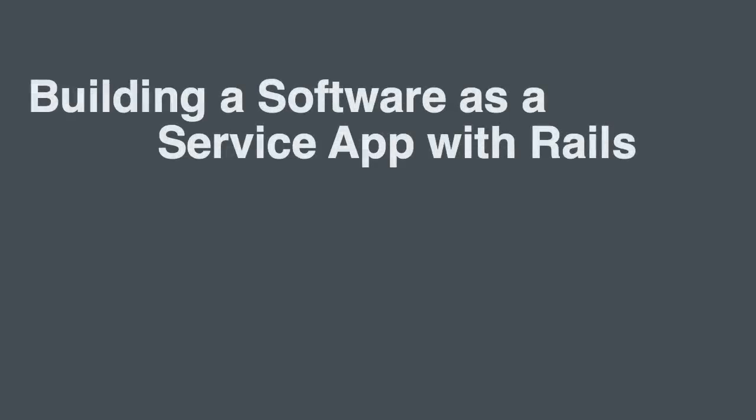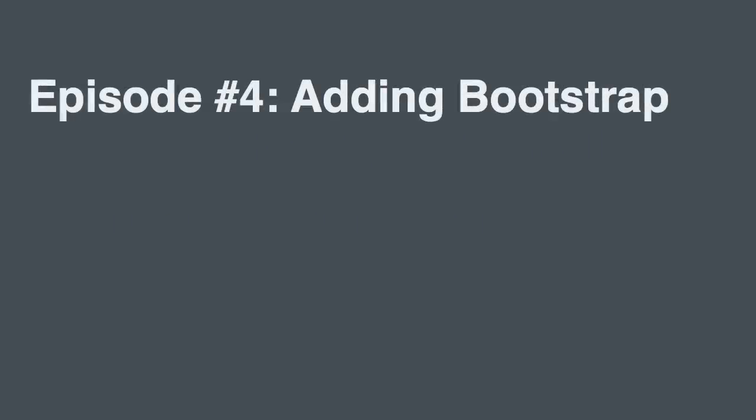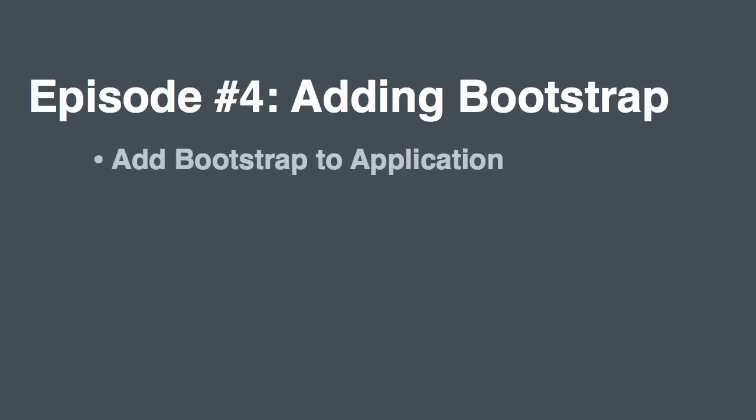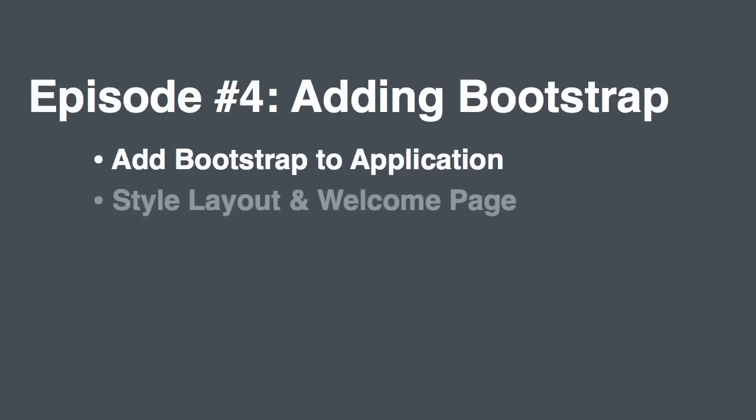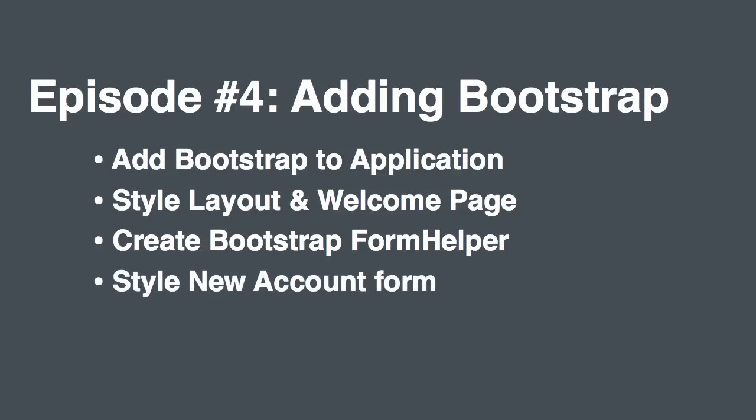Hi, and welcome to the fourth episode of Building a Software as a Service Application with Rails. In this episode, we are going to take a look at our application in the browser. We're going to add Bootstrap. So we are going to look at adding Bootstrap to our application, styling our layout and welcome page, creating a form helper that will allow us to more easily style our forms, and finally styling our new account form.